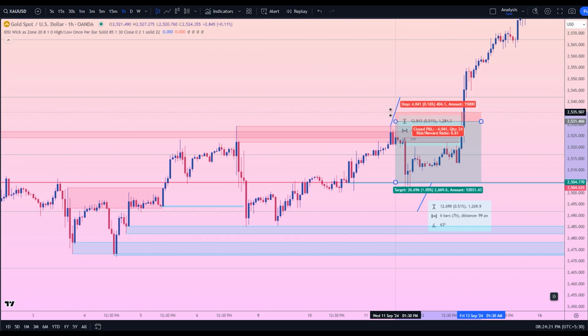Using the price magnet levels like this helps set a precise and realistic target based on key support and resistance levels.